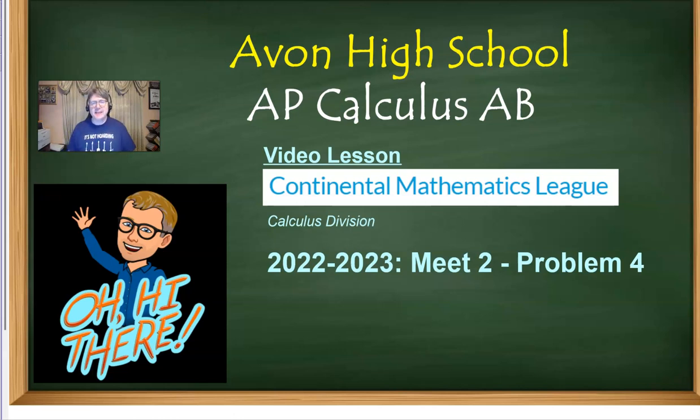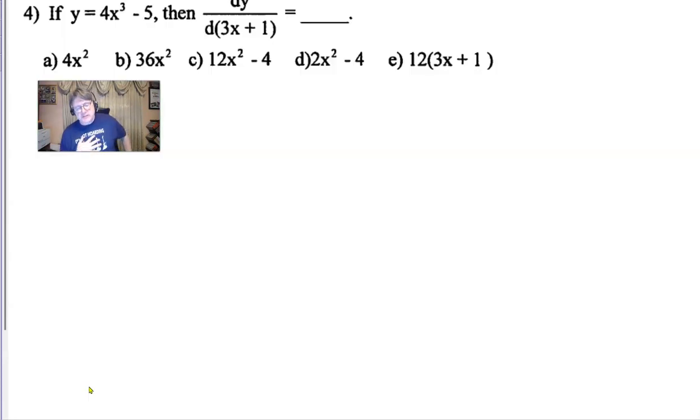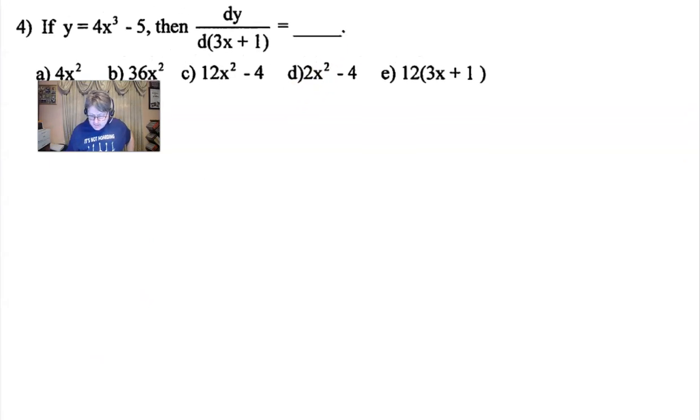We are taking a look at some Continental Mathematics League problems from Meet 2 of some previous years' exams. We're looking at the 2022-2023 version. This problem was released in February of '23, and it's problem 4. It's another 1-point question, but sometimes these 1-point questions, even the multiple choice ones, can get a little bit tricky. So let's center my frame here a little bit, and let's take a look at what we've got.